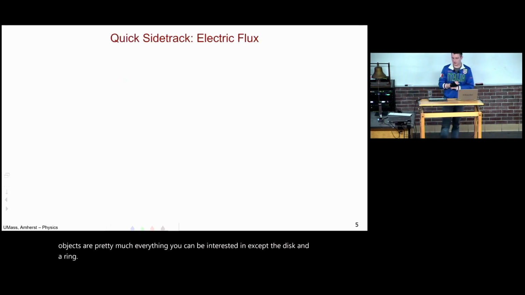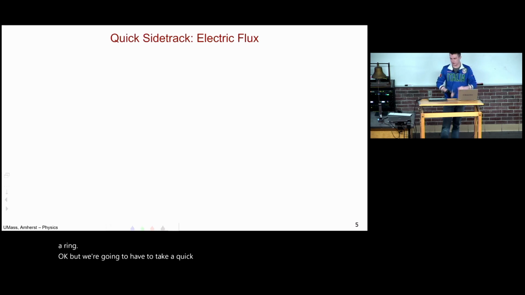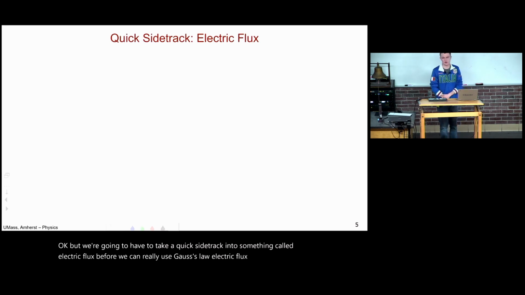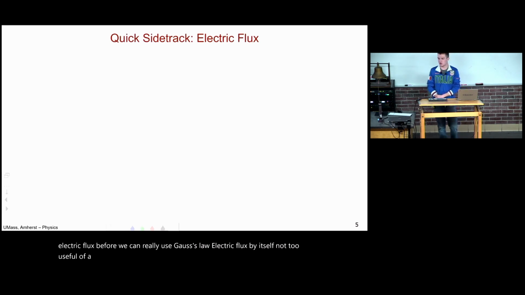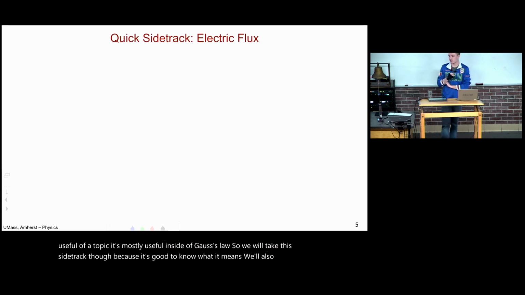Okay, but we're going to have to take a quick sidetrack into something called electric flux before we can really use Gauss's law. Electric flux by itself is not too useful of a topic. It's mostly useful inside of Gauss's law. We will take this sidetrack, though, because it's good to know what it means. We'll also use magnetic flux later. That's more useful.